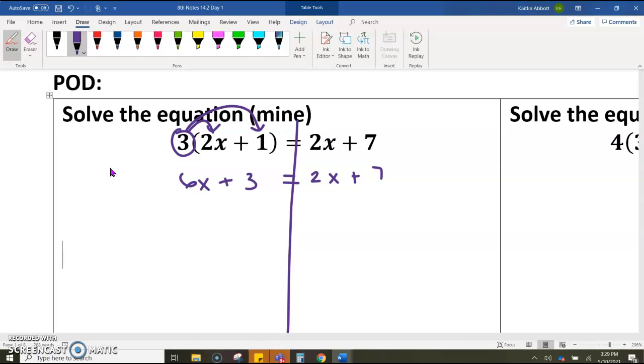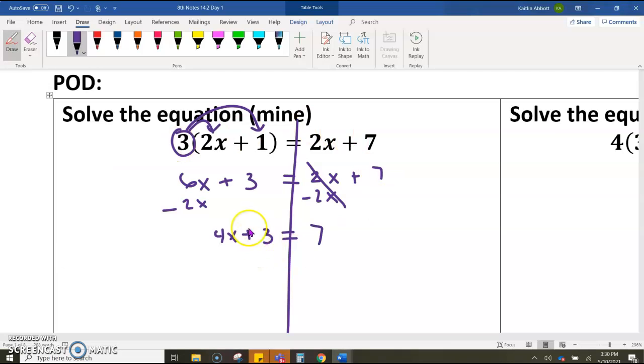So we're going to make a 0 pair with the smaller variable. Is 6 smaller or is 2 smaller? 2 is smaller, so we're going to make a 0 pair with 2. So I have a positive 2x. Opposite of positive 2x is a negative 2x. So I'm going to do that to both sides, minus 2x. These go away. I have 6x minus 2x gets me 4x plus 3 equals 7.